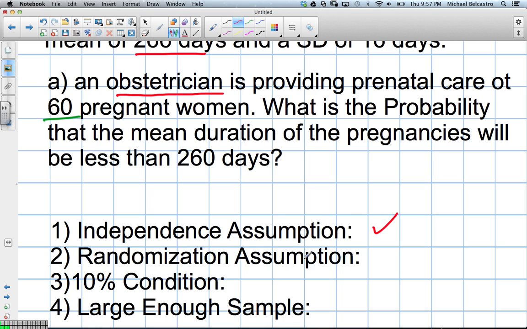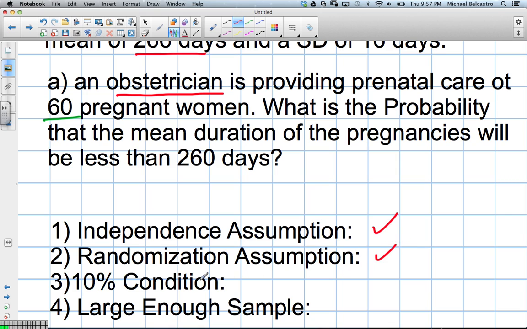Is it randomized? Yeah, we go on an assumption that because these people all independently got pregnant, they've randomly found this obstetrician. It's not like she was specifically looking for people who would maybe have at-risk pregnancies or anything like that. We just assume it's randomized, okay? It's probably fair to assume that too.